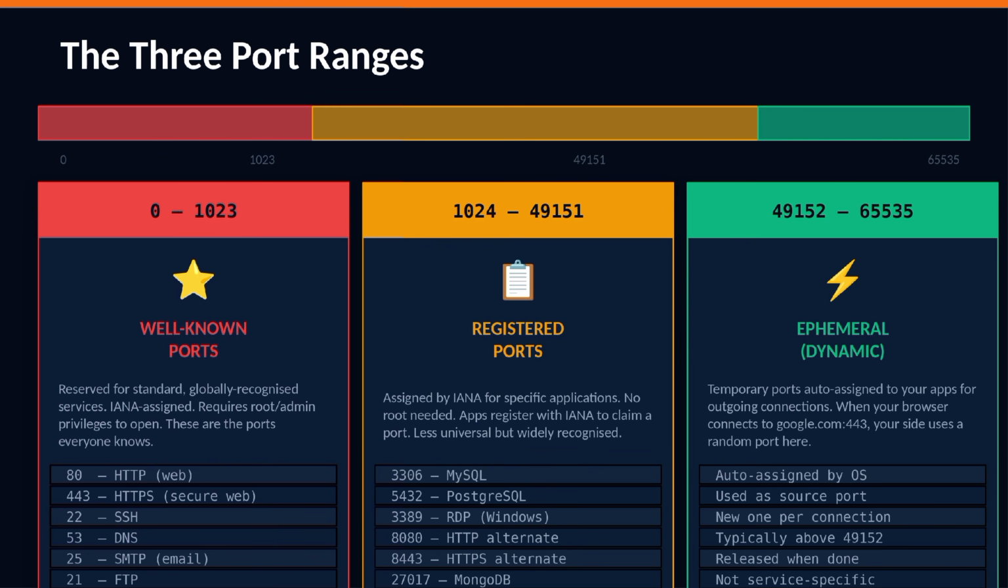Dynamic or ephemeral ports. These range from 49,152 to 65,535. These are temporary ports. When your browser connects to a website on port 443, it also opens a random temporary port on your side, so the server knows exactly where to send the response back.